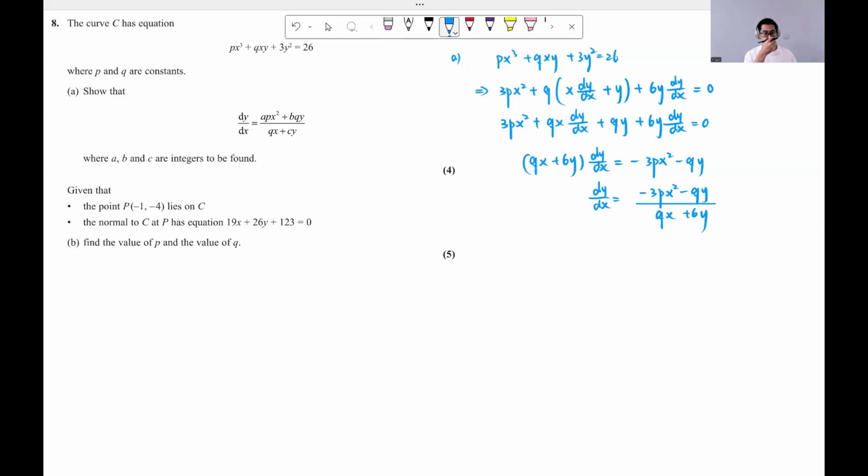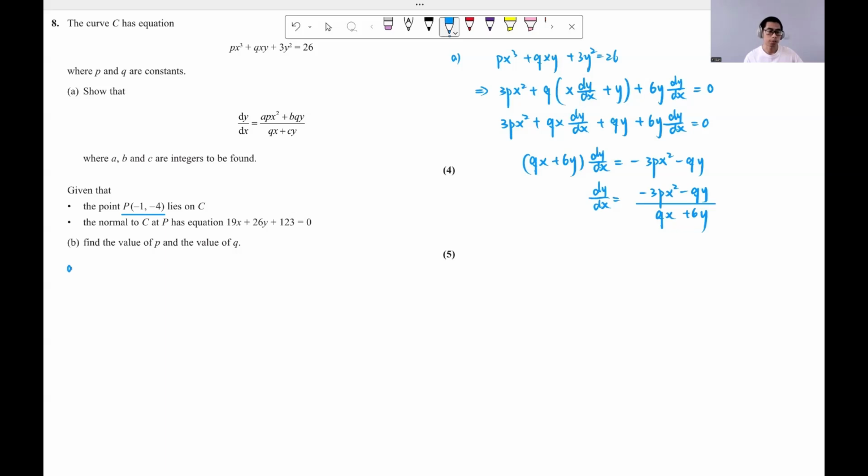Okay, and then for part B, given that the point P, (-1, -4), lies on C, and the normal to C at P has equation 19x plus 26y plus 123 equal to 0, we want to find the value of p and the value of q. So there are two unknowns. That means we need to find two equations and solve them to get p and q. The first equation is simple, because P is a point that lies on C. That means if we substitute it in, it should give us a true statement.